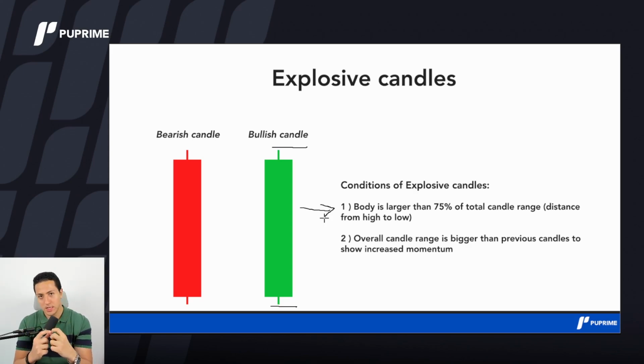You cannot say this is an explosive candle. It has to be a full candle with the body 75% larger than the total range. But generally, the total range of the candle has to be powerful enough. It has to be bigger than the previous candles. When you see it in terms of other price action, you will know, okay, in terms of the previous candles, it might be an explosive candle.